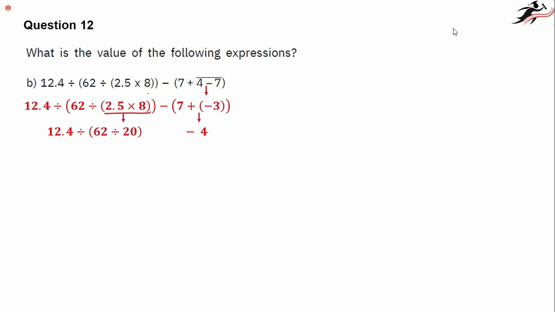So I get something like this. Second bracket I solved simultaneously. Now still there is a bracket, so it should get priority. So how much is 62 by 20? 3.1. So I get something like this. Now division and subtraction, who gets priority? Division. So calculate this, it comes out to be 4, and 4 minus 4 is 0. So final answer 0. Understood? Clear hai?